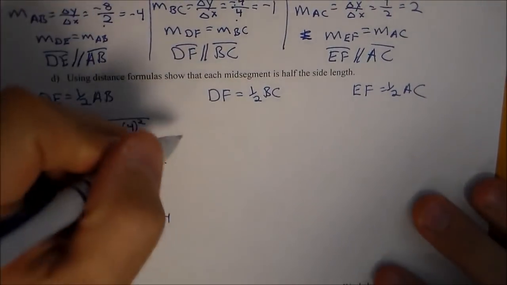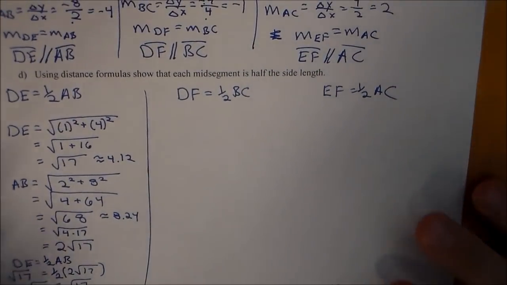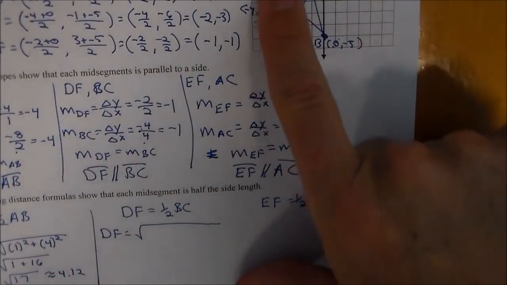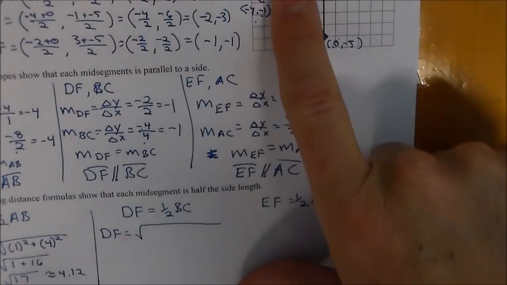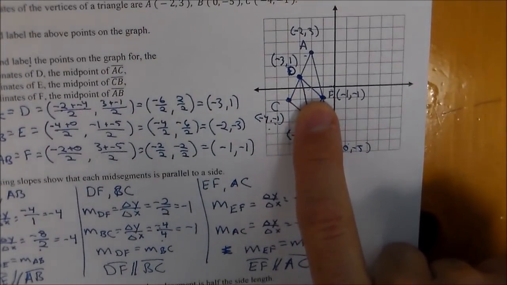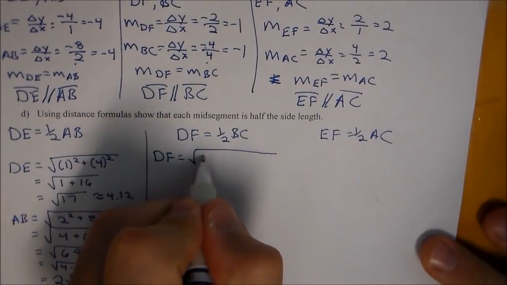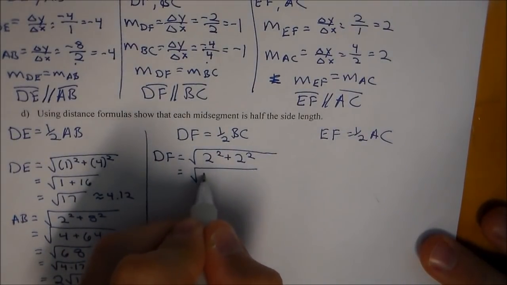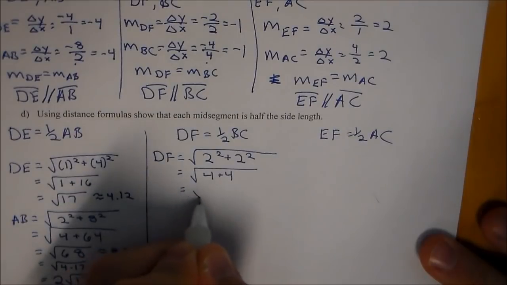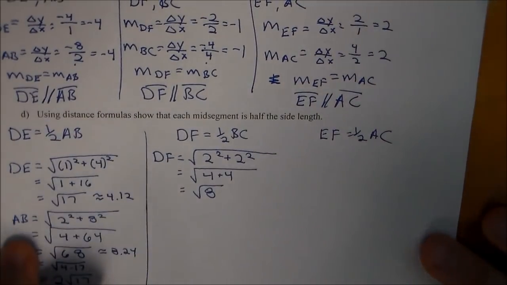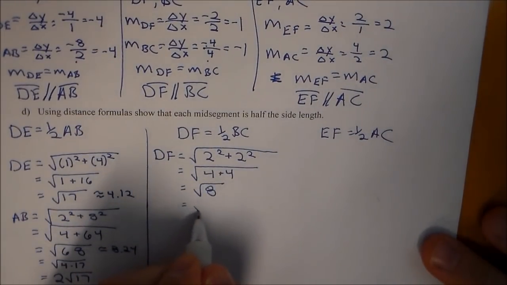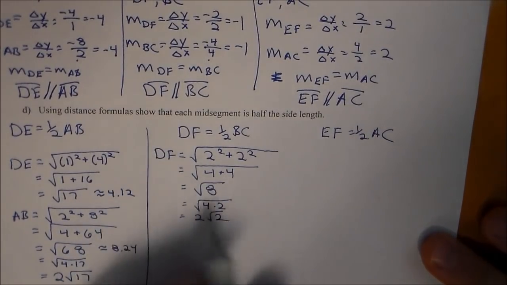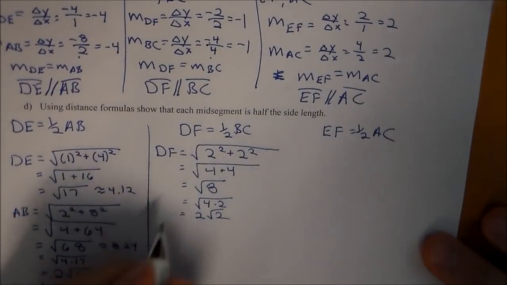Let's do that again with DF and BC. So DF, let's see, it went 2 in the x direction, 2 in the y direction. So we're going to go 2 squared plus 2 squared, or square root of 4 plus 4, square root of 8. Now the square root of 8 we can simplify, so that is 4 times 2, which becomes 2 root 2, because the square root of 4 comes out of the radical.